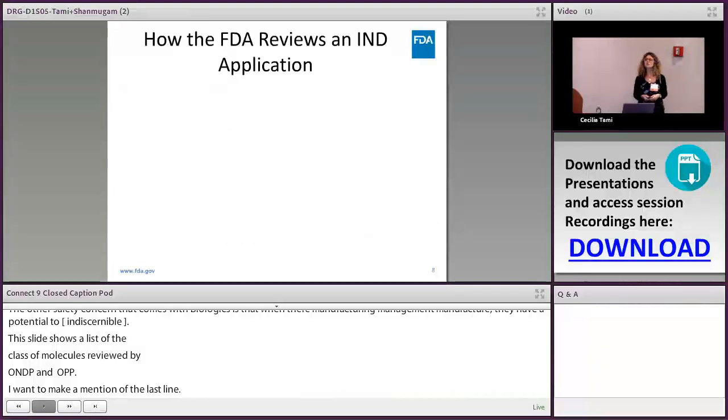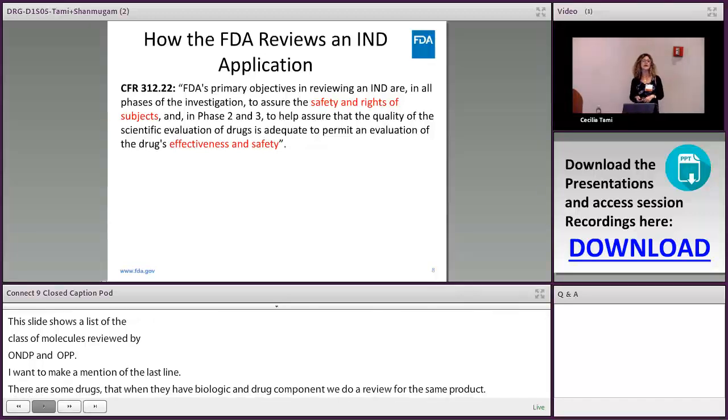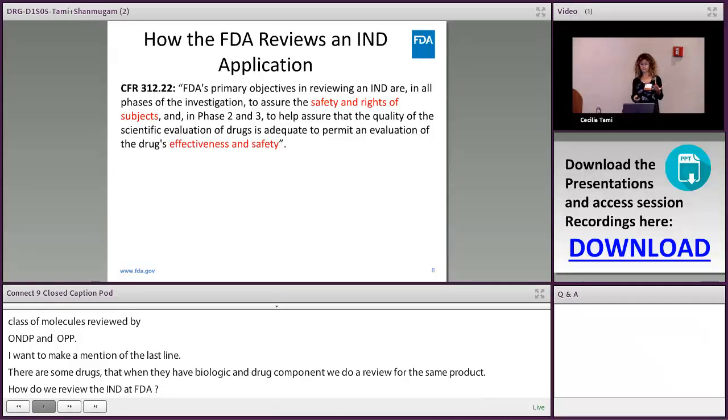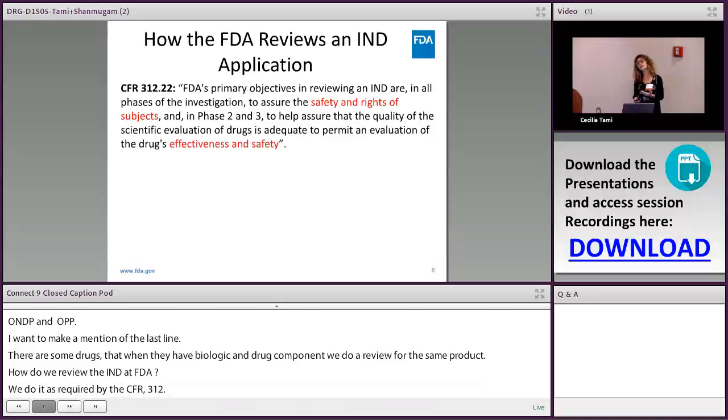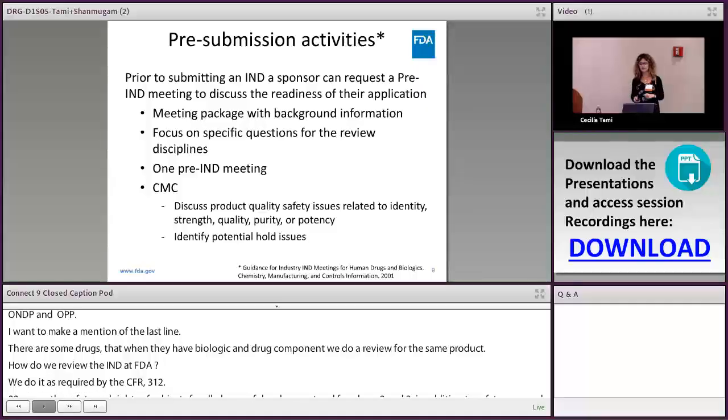How do we review the IND at FDA? We do it as required by the CFR, this is 312.22. Basically, the objective is to assure the safety and rights of subjects for all phases of development. And then for phase 2 and for phase 3, in addition to safety, we need to evaluate efficacy. And there are some guidances that elaborate on this concept, like this one that I show here.